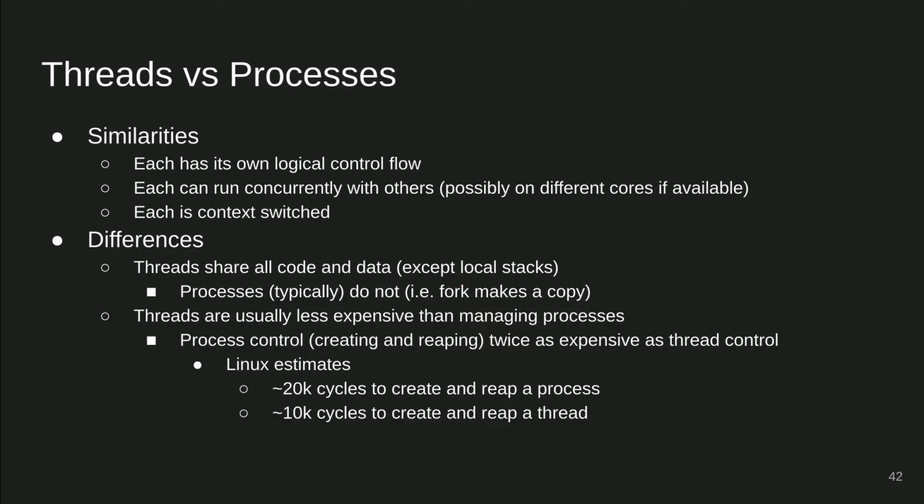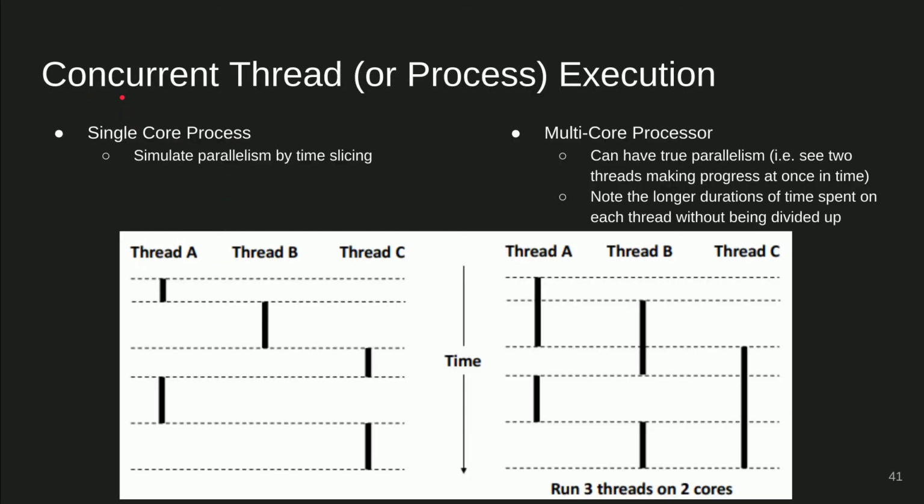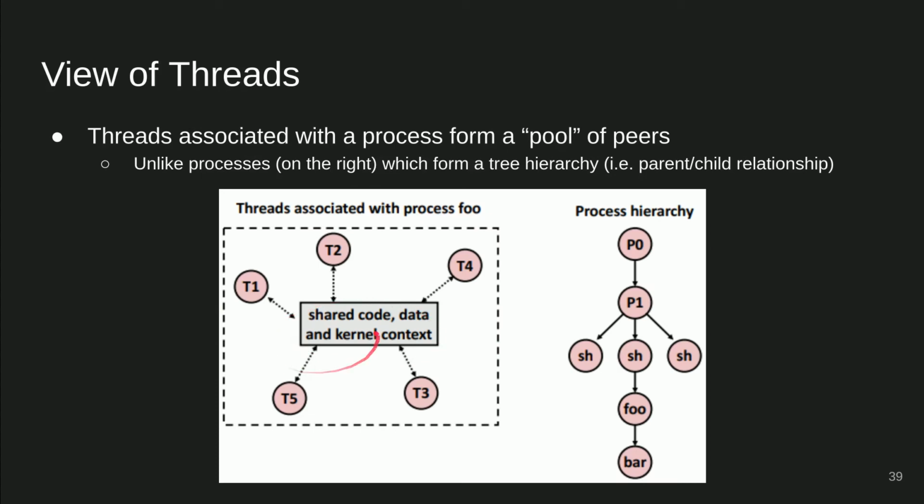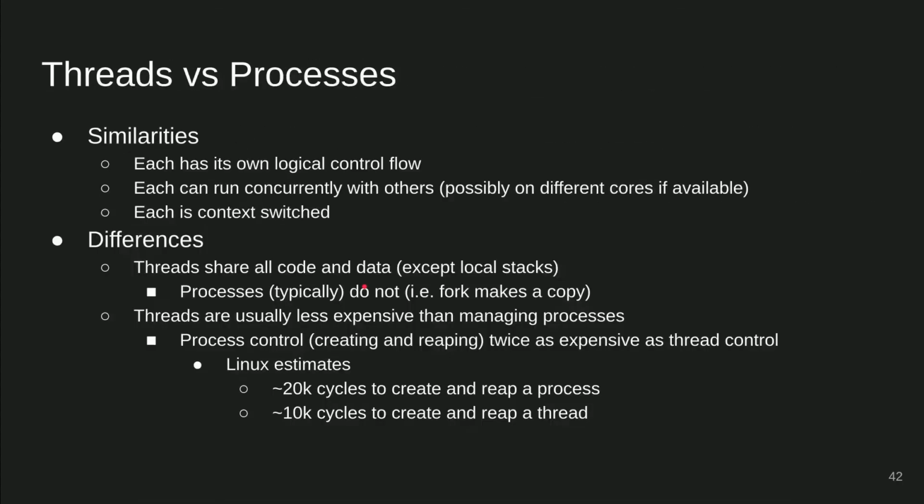Okay, so threads versus processes. We've learned about processes, but threads are a lightweight process. And the similarities are each has its own logical control flow, meaning just a chunk of code that it's executing. Each can run concurrently or possibly on different cores if you have a machine with 4 CPUs on it or 8 or whatever. And each is context switched, but the thread is a lot more lightweight. Because it's sharing more information, it doesn't need to change as much data when a context switch happens.